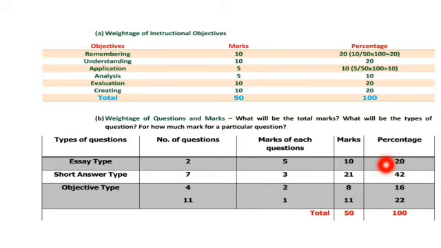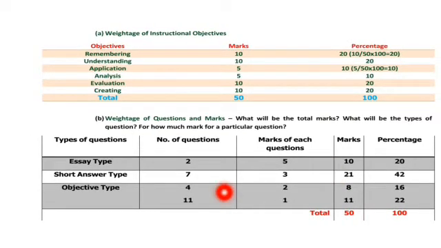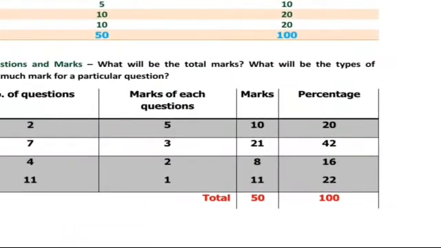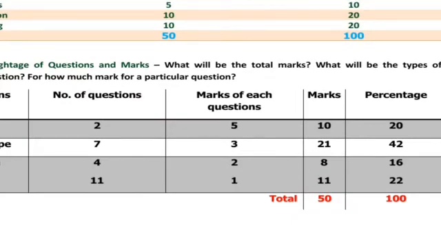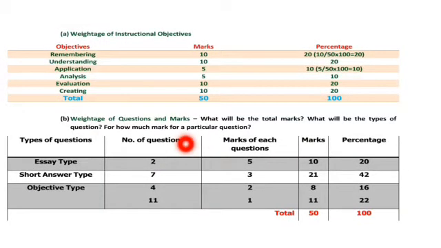For 2 marks questions, you have provided 4 questions. 4 questions each will be of 2 marks and 11 questions will be of 1 mark. Clear? So the total comes to 11 and 8, that is 19 marks for the objective type test. In this case, for essay type, there will be 2 questions each of 5 marks, which will make it 10.